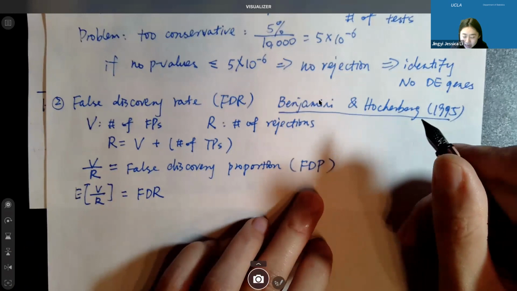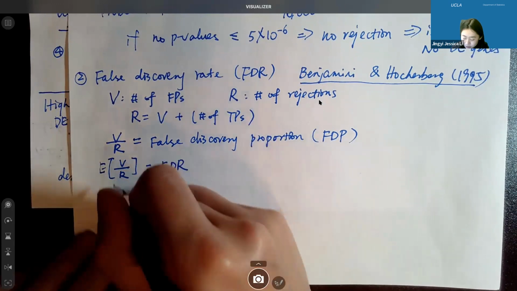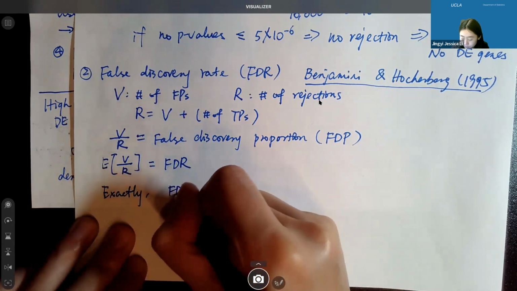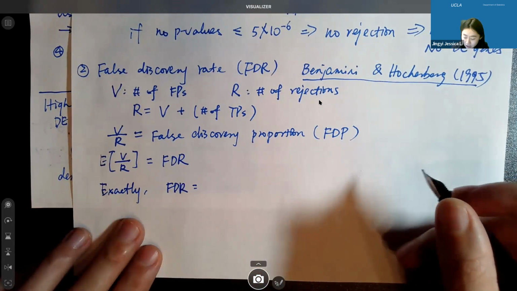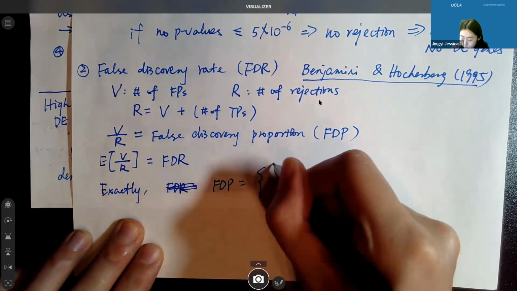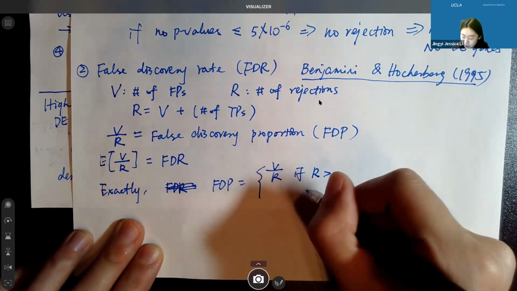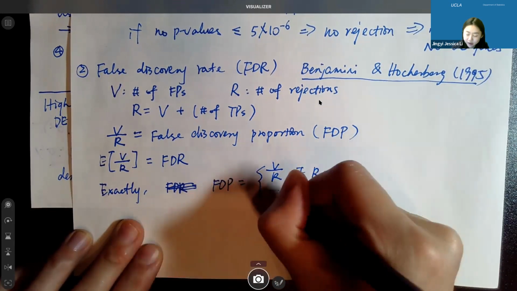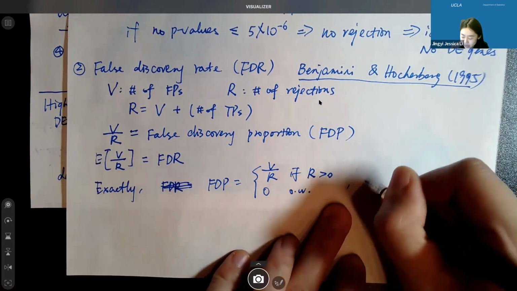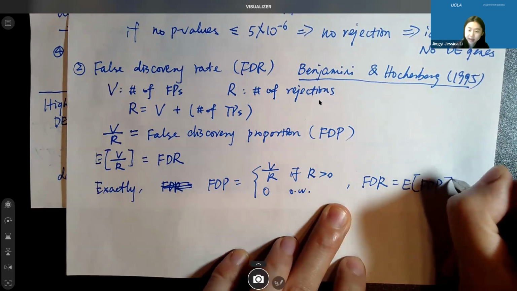So FDP is defined as V over R if R is greater than 0, when there's at least one rejection, and otherwise, if R is 0, it's defined as 0. So I just talked about that dividing by 0 issue we need to consider here. And then FDR is the expectation of FDP. Okay, so that's the definition.